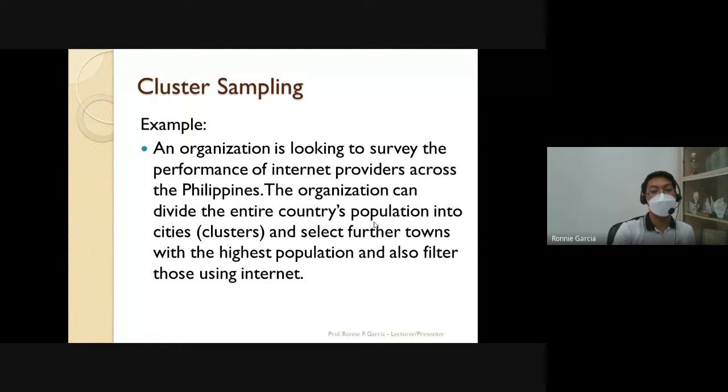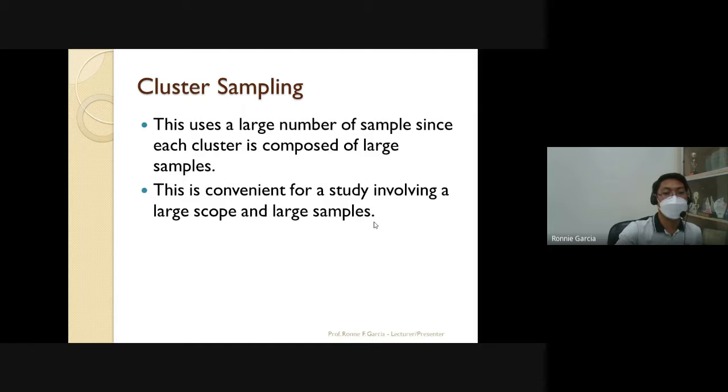For example, an organization is looking to survey the performance of internet providers across the Philippines. The organization can divide the entire country, if the whole Philippines is your subject, your research, your study. So your scope is very large, the Philippines. So you divide it into clusters, into cities. And within the city there are groups, right? Like the barangays within the city. So the city is the cluster, then within the cluster there are sub-clusters, then select towns with population and so on. That is an example of cluster sampling.